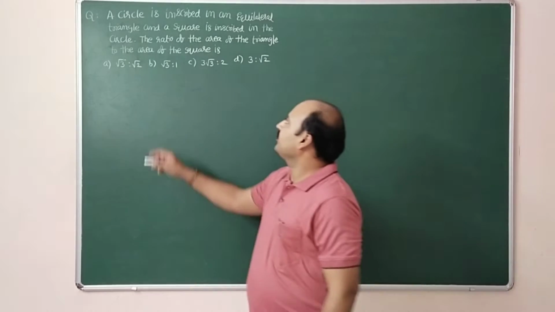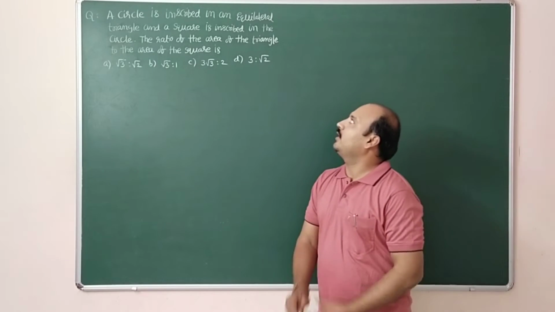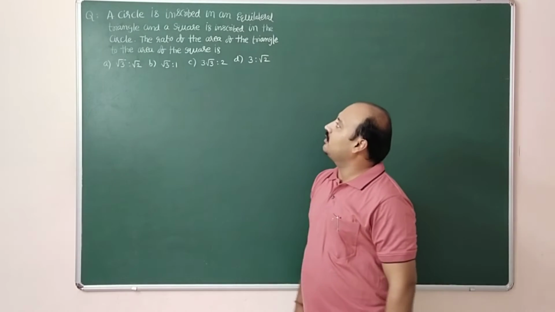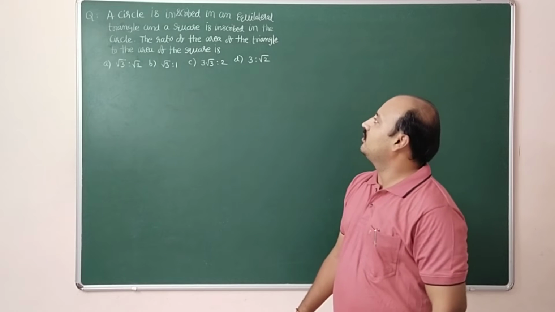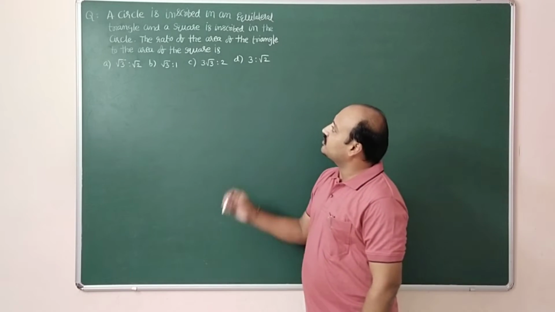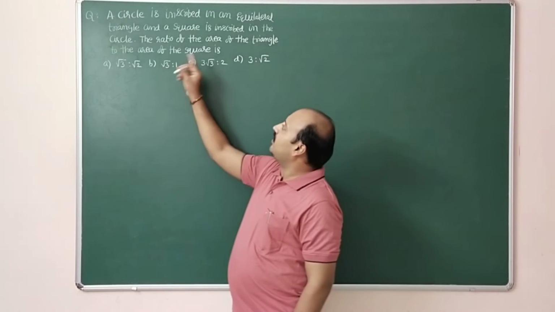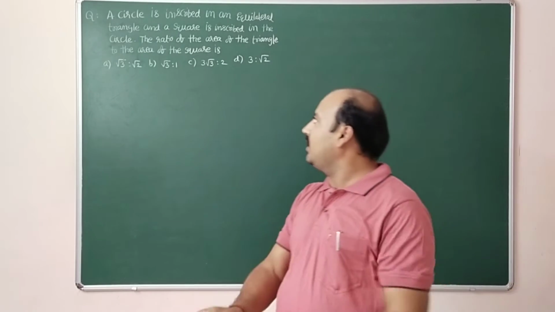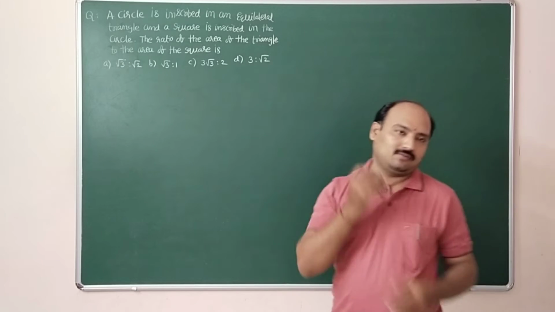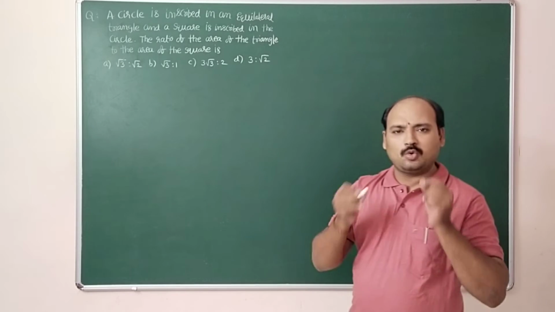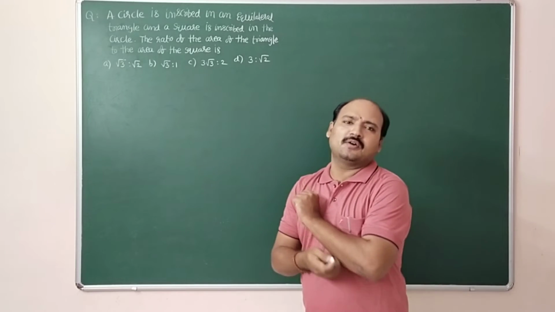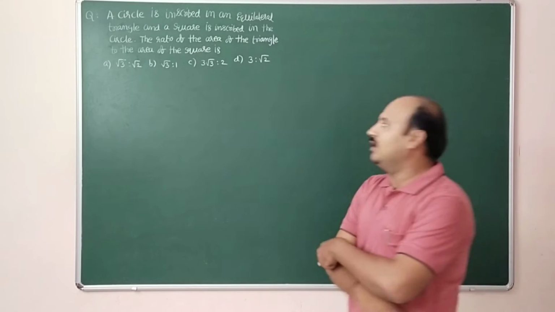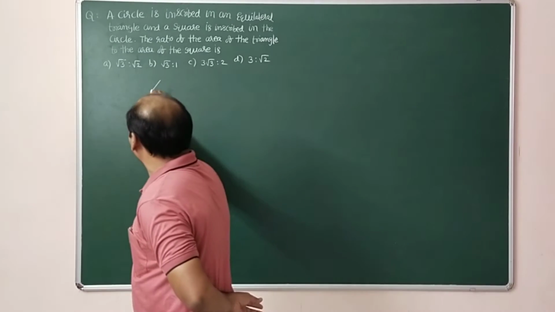The next question. A circle is inscribed in an equilateral triangle and a square is inscribed in the circle. The ratio of the area of the triangle to the area of the square. That means area of equilateral triangle by area of square. So first we have to draw the rough figure, then only we will get the idea. A circle is inscribed in an equilateral triangle. First you have to draw the equilateral triangle figure.